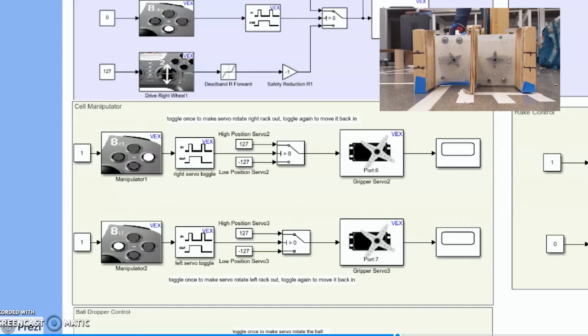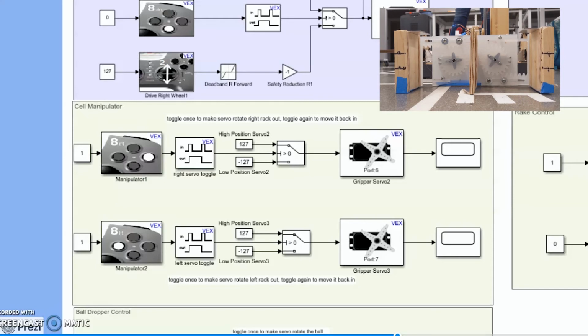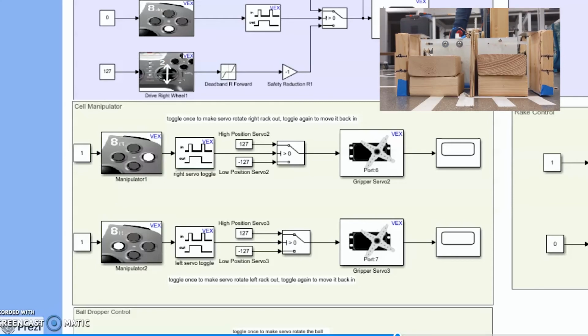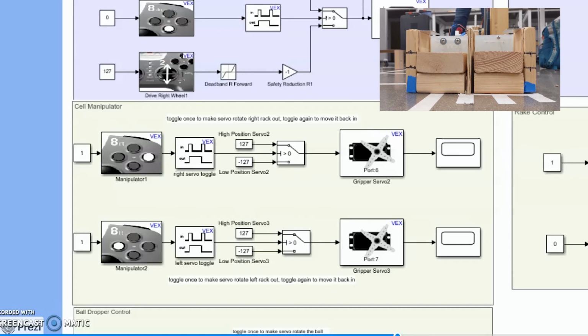When button 8 right is pressed, a servo moves the rack 90 degrees to open one side of the pincher. When button 8 left is pressed, the other side opens through the same process. Both sides can be closed by toggling the same buttons off.